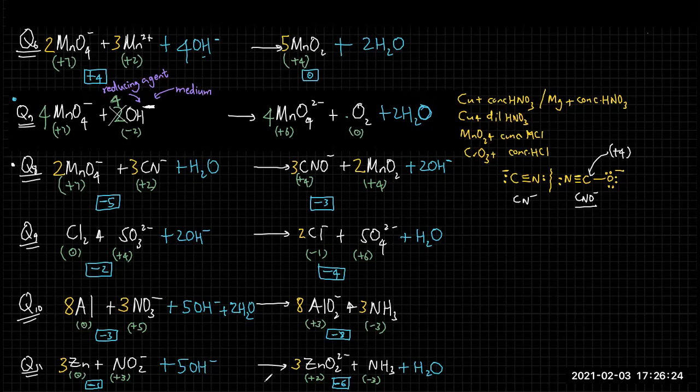Right. Now we are done with the last one, but we have to confirm whether we have done it correctly. Count oxygen. 2 plus 5, 7. 6 plus 1, 7. We have done it correctly. So that's it. That is the 11th one.